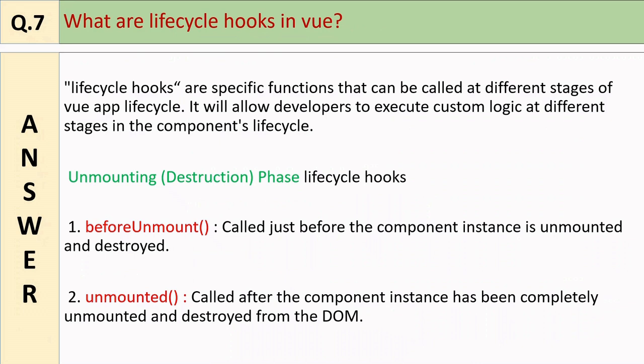Unmounting or destruction phase lifecycle hooks are beforeUnmount and unmounted. beforeUnmount is called just before the component instance is unmounted and destroyed. unmounted is called after the component instance has been completely unmounted and destroyed from the DOM.